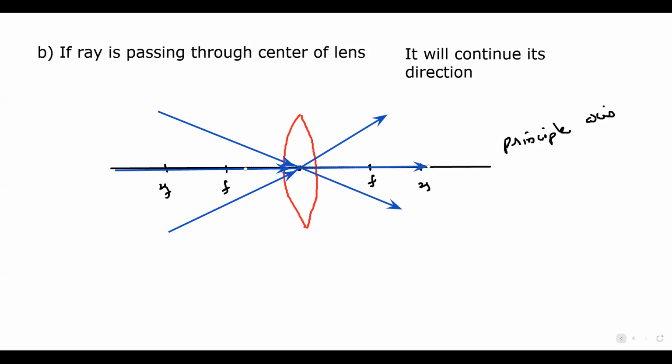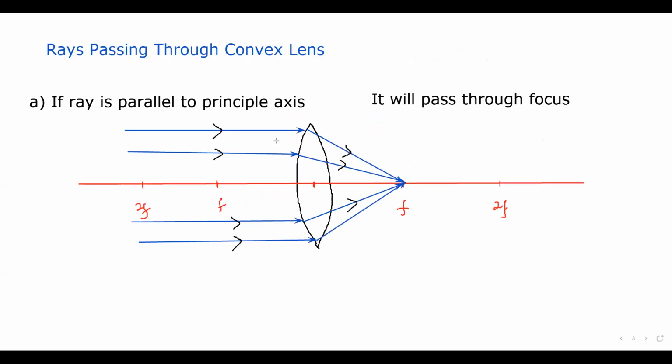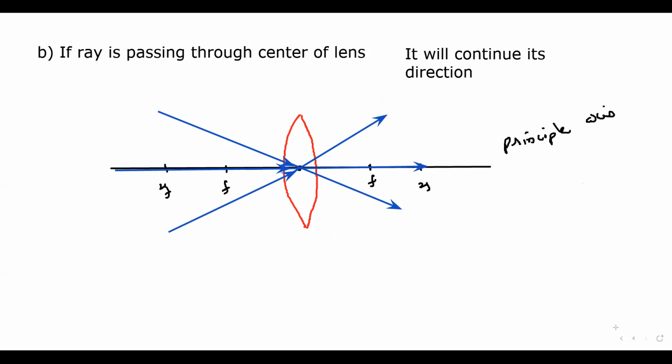So what was the first case? It was parallel. If the ray of light is parallel to the principal axis, it will converge at focus. The second one, if the ray of light is passing through the center of the lens, it will pass straight. It will continue its direction. It won't change the direction. Why are we studying these ray diagrams? What is the reason for that? Because using these ray diagrams, you will be able to draw the image formed by a convex lens.